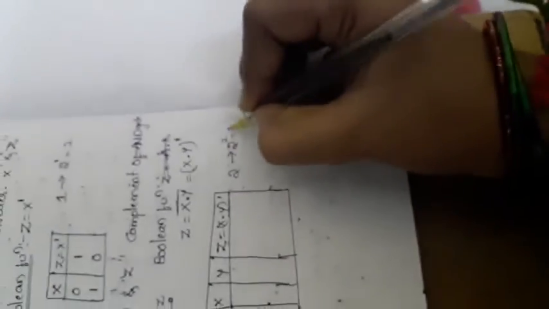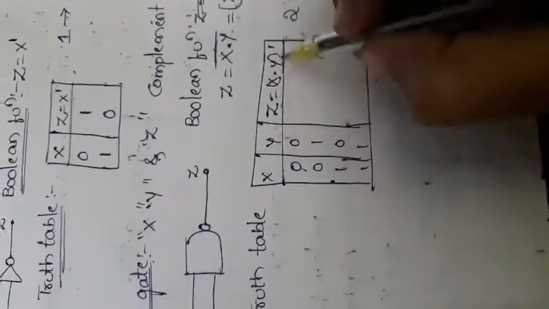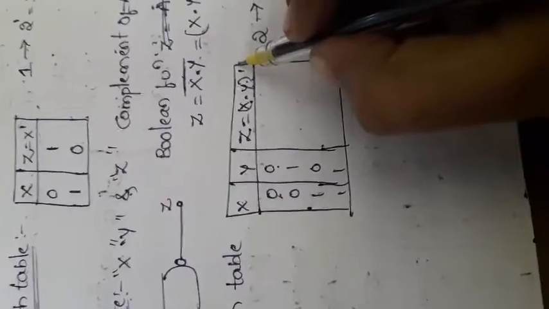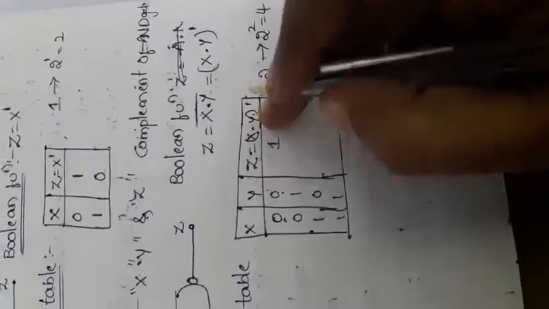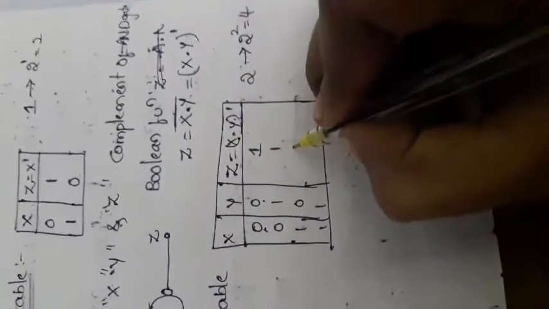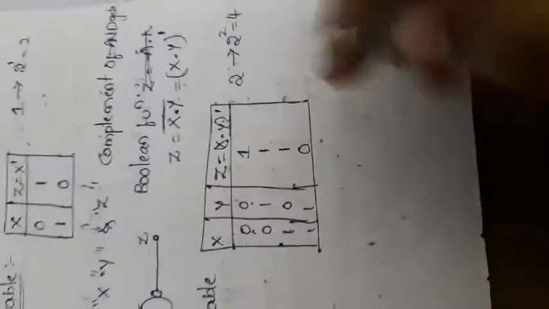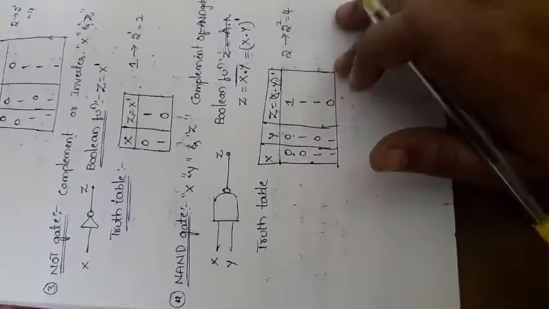For 2 inputs, how many combinations are we getting? 2 square means 4 combinations: 0 0, 0 1, 1 0, 1 1. Now write the functioning first. X into y we need to do. So 0 into 0 is 0, and 0 with complement is 1. Next 0 into 1 is 0, and 0 complement means 1. Then 1 into 0 is 0, and 0 complement means 1. Then 1 into 1 is 1, and 1 complement means 0.